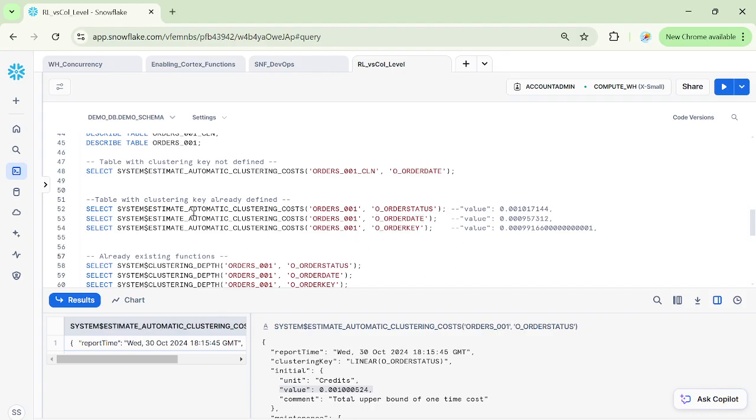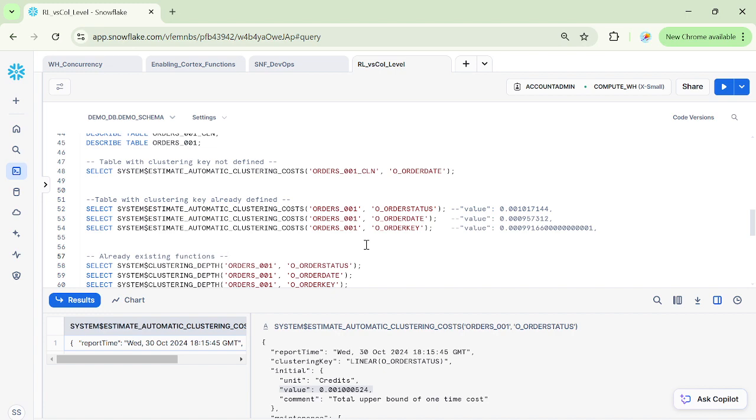And think of it like this: automatic clustering is one of our managed services, but still Snowflake is trying to give us an upfront perspective on the overall credit consumption, even if it is a managed service, so that we get complete visibility on the cost side of things.